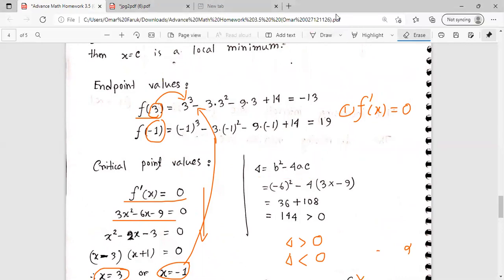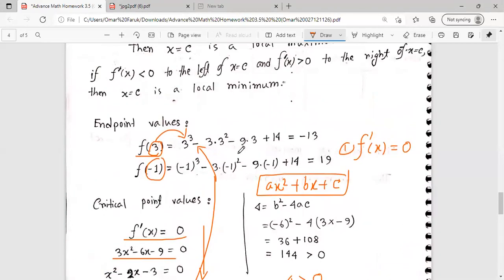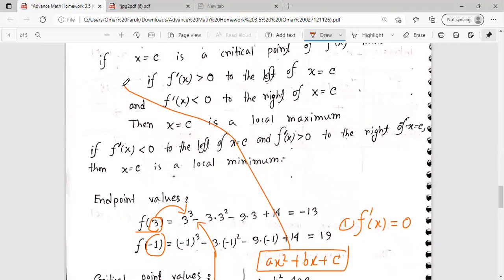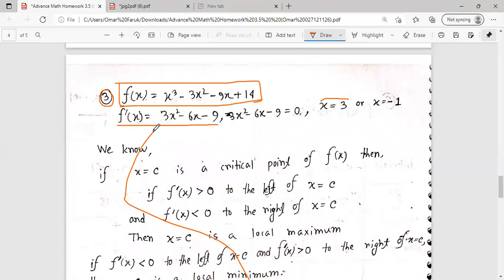Let me tell you. This was x square plus bx plus c, the standard formula. If you compare this equation with our derivative here, 3x square minus 6x minus 9, then here a is 3 and b is minus 6.